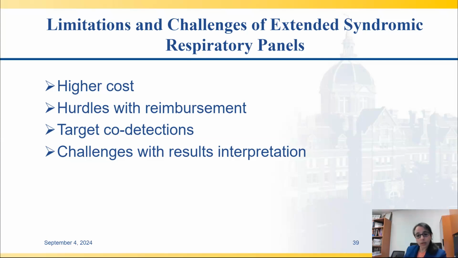But we also acknowledge that there are hurdles with reimbursement. So specific CPT codes, for example, are available for syndromic panels that are differentiated by the number of targets. So, for example, less than 5 can be different from 6 to 11 or 12 to 25. Also, we see a few co-detections, which we don't know in this specific situation whether this is a co-infection or prolonged detection of a specific pathogen. So some scenarios can become quite difficult to interpret.